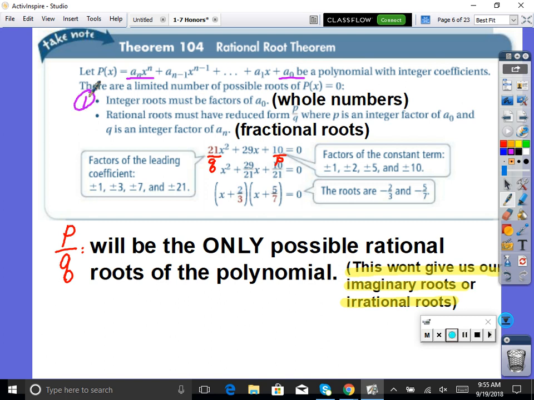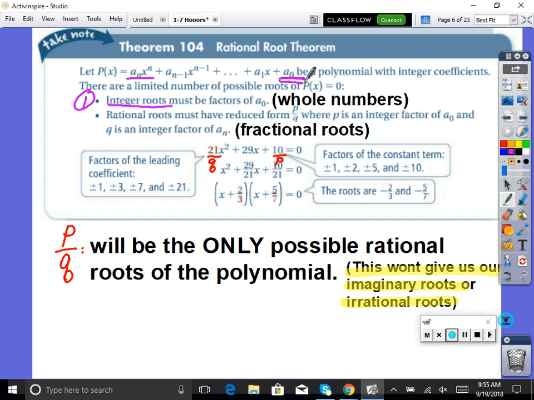Here's our first thing. It says integer roots or whole number solutions must be a factor of a sub naught. So that's maybe the first thing you should write down. That will be true. Everybody, I'm going to say that again. Whole number solutions will be factors of our a sub naught, which is our constant. That will always be true.